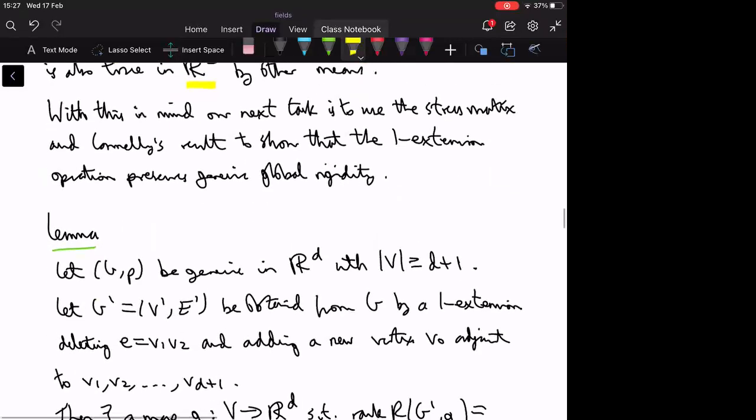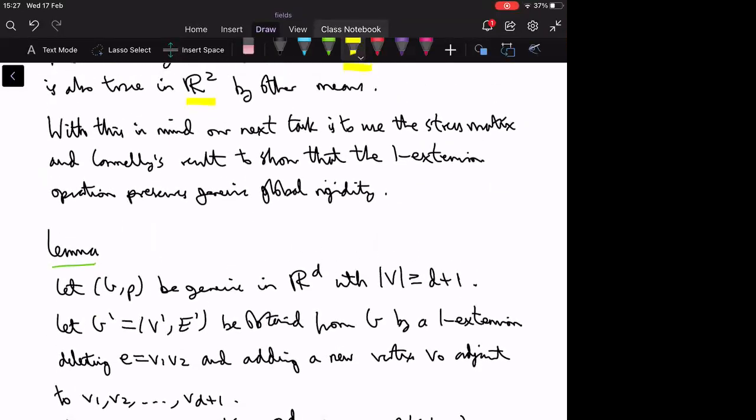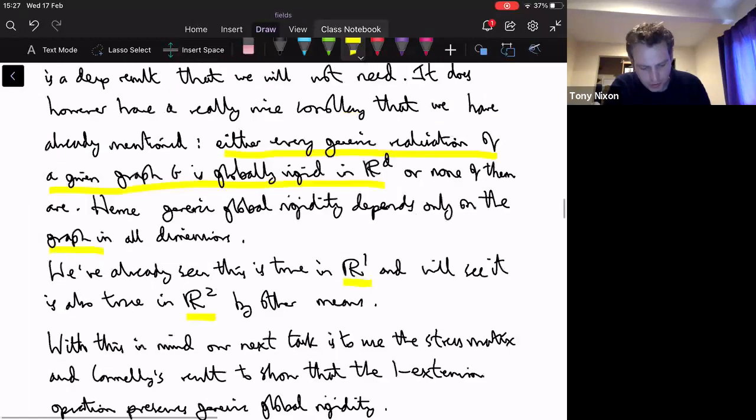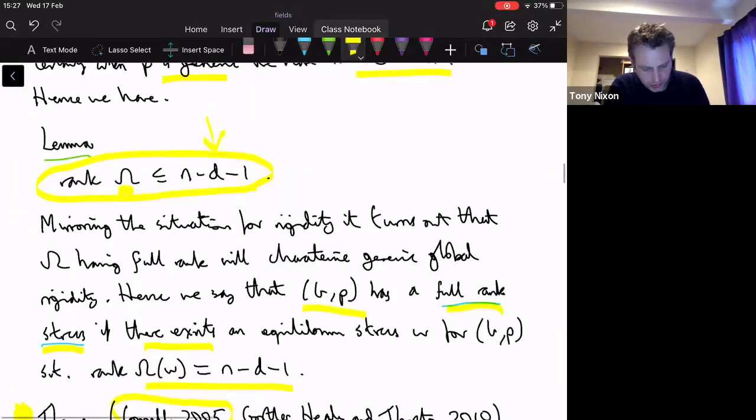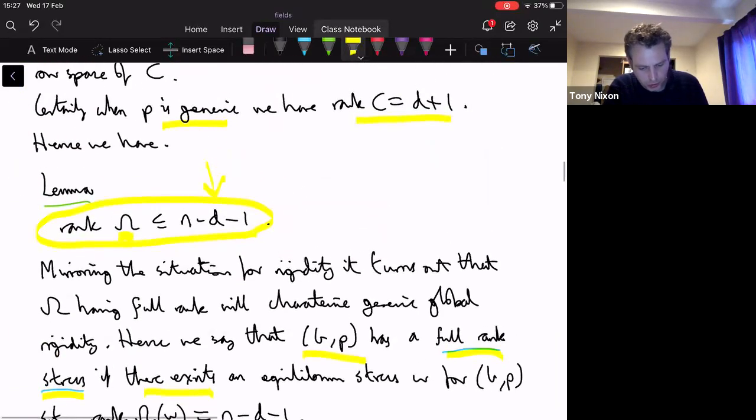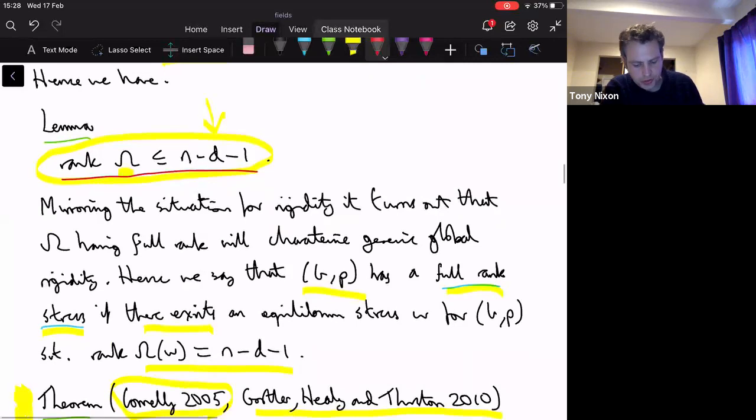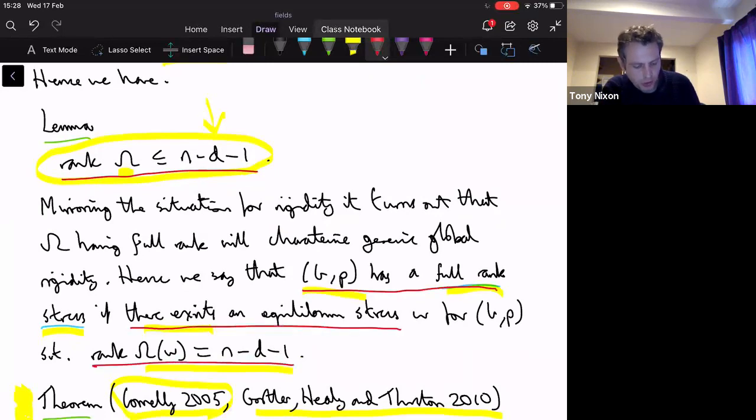Can you remind what is a full rank stress? Yes, so let's scroll back up to it. Remember we showed that the stress matrix has rank at most n minus d minus 1. We say G,p has a full rank stress if there is some equilibrium stress for that framework which achieves equality in the bound. So it has the maximum possible rank of the stress matrix.